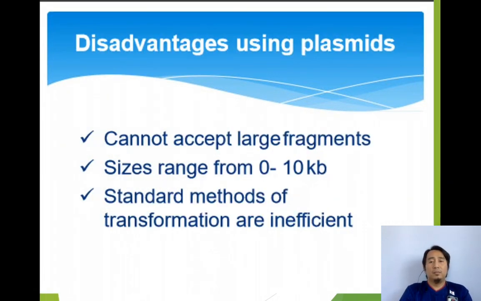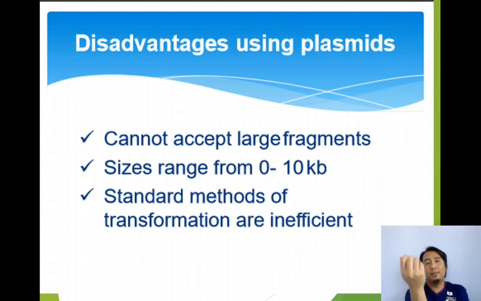Right. So plasmids also have disadvantages. There are a lot of disadvantages using a plasmid. The first one, it cannot accept a large fragment. This is a bacterial plasmid, with sizes ranging from 0 to 10 kb. Standard methods of transformation are insufficient. So it depends. Sometimes with plasmids it is easy to do transformation. It depends on the person.